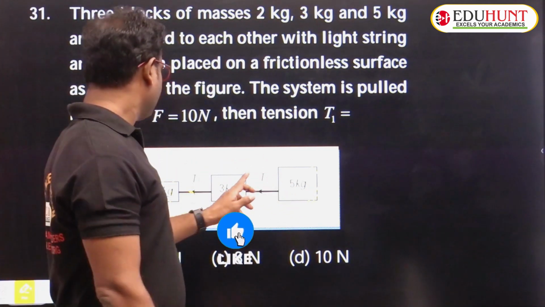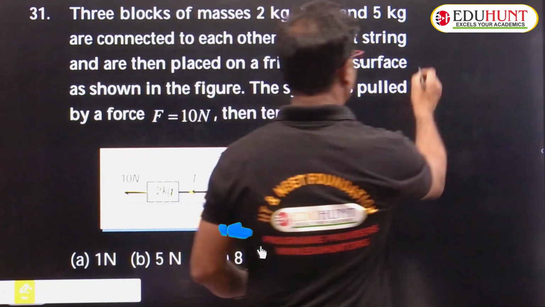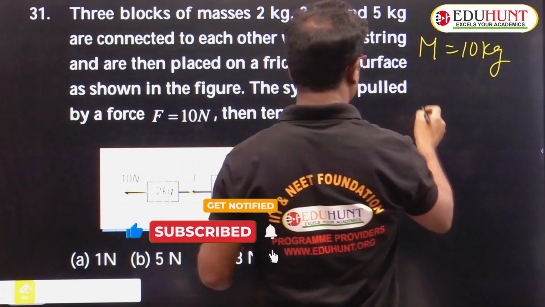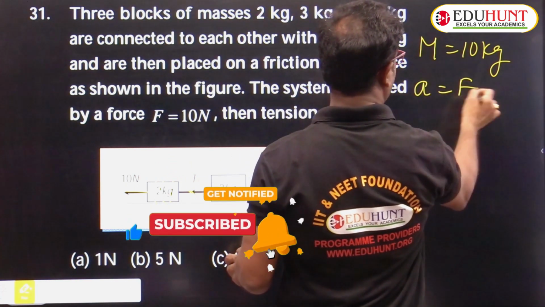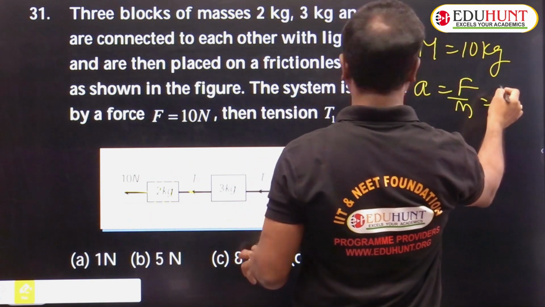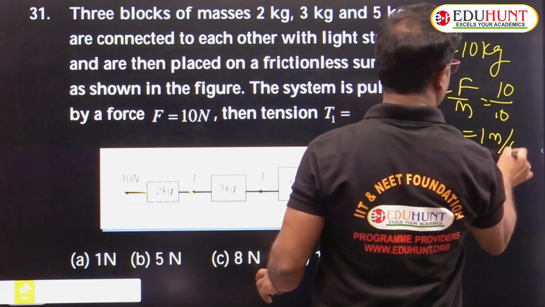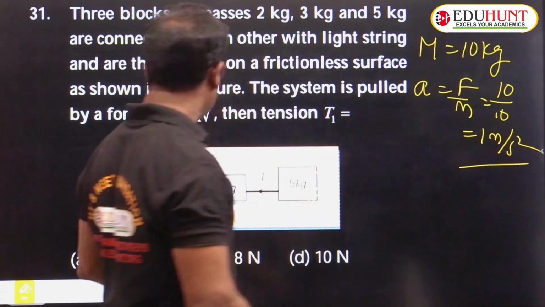So 2 plus 3 plus 5 means 5 plus 5 is equal to 10. So mass is equal to 10 kg, being pulled by a force of 10 newtons. So the acceleration is equal to force by mass, which is 10 by 10, equal to 1 meter per second square. That's it. So we got the acceleration.